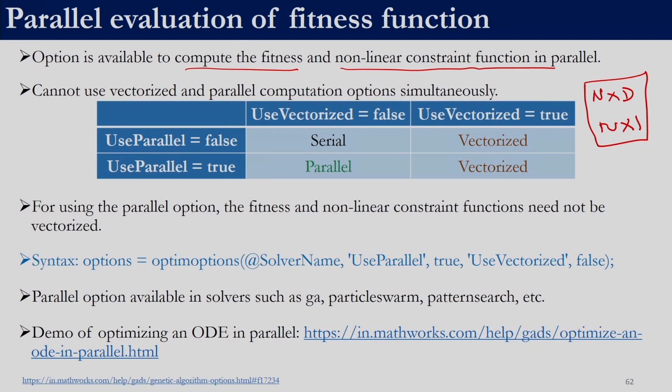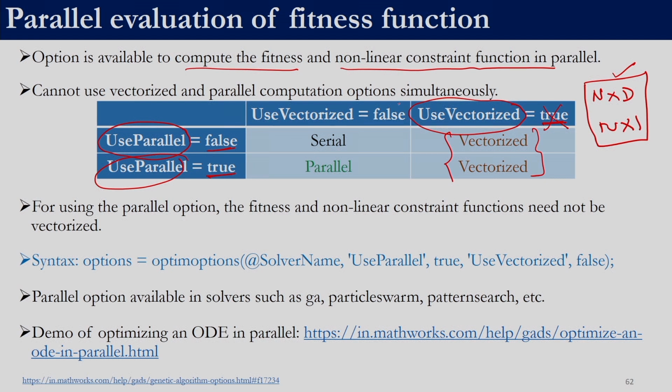If the vectorization feature is on, then we cannot use parallelization. This is the MATLAB keyword, UseVectorized. Similarly, the keyword for using parallel computing with the optimization solvers is UseParallel. If UseVectorized is true and we also set UseParallel to true, or even to false, in both cases it uses the vectorized feature and does not do parallel computing. So, if you want to do parallel computing, UseVectorized has to be false.